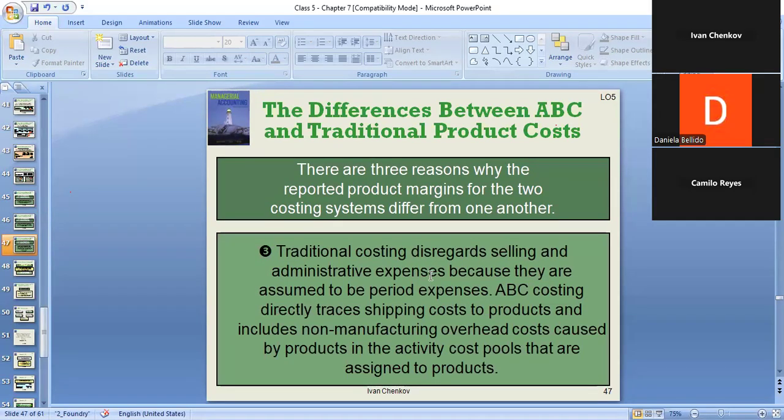The last thing is that traditional costing will disregard the selling and administrative expenses because those are treated as period expenses. In activity-based costing, we're not saying those are period costs we're not allocating. No, we're going to check those and see if those costs are used. And if they actually are used, we're going to allocate them.